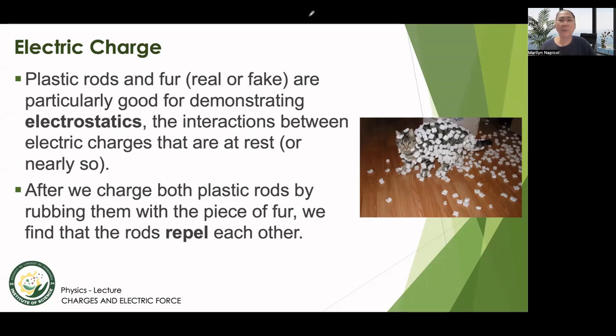So for instance, itong nasa picture natin, you have here a cat. Since yung fur niya kasi, nakaka-attract ng mga styro balls dito, yung ginagamit sa packaging. So this is like so real. Hindi yan, walang glue na dikit doon sa fur ng cat. So this is a classic demonstration of electrostatics.